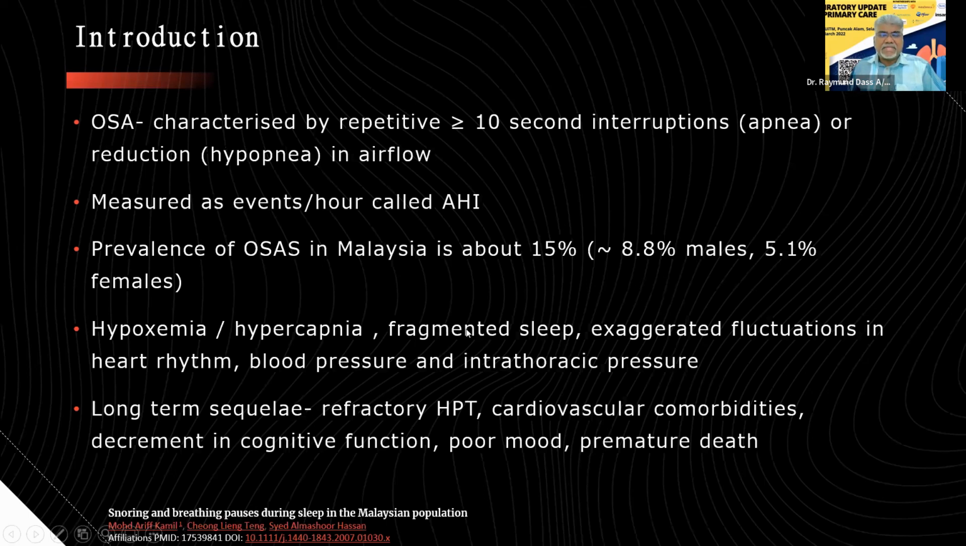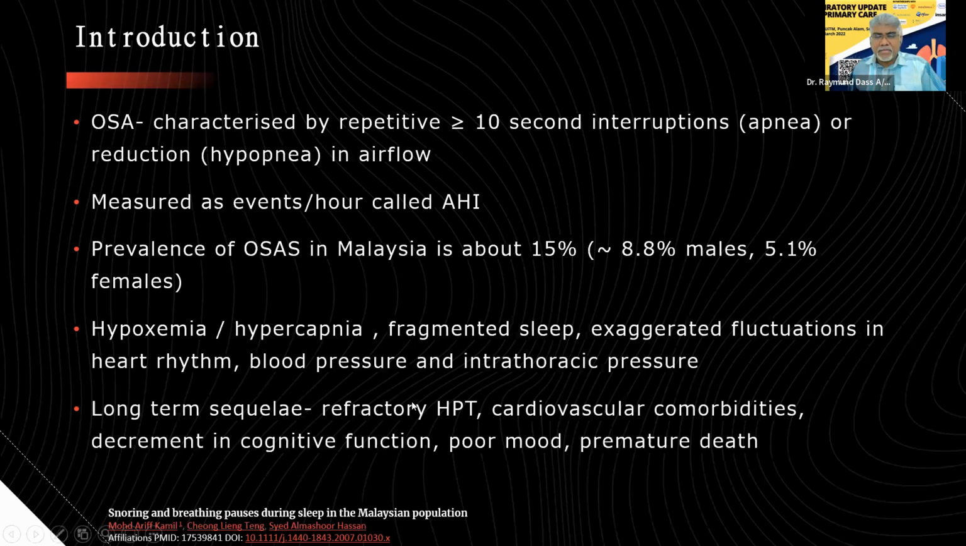So what happens is that the person has OSA, he will suffer from hypoxemia, hypercapnia, fragmented sleep. We also have exaggerated fluctuations in heart rhythm. Yeah. Also, the BP becomes a little bit difficult to control, and also increases the intrathoracic pressure, right? And of course, the long-term sequelae, if we're just going to leave it as such, and if we're not going to treat OSA, we're going to get a refractory hypertension.